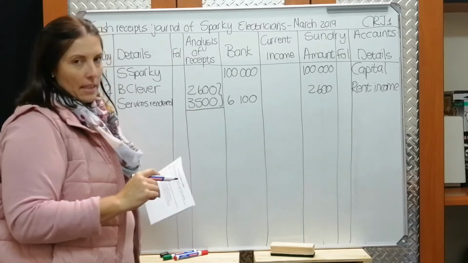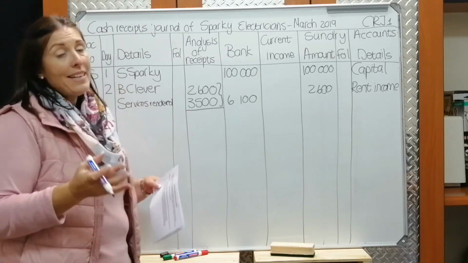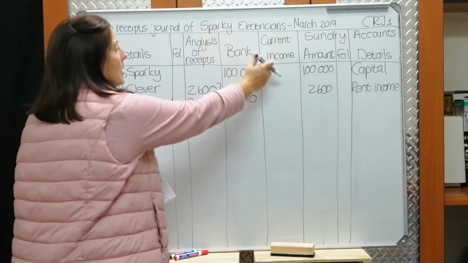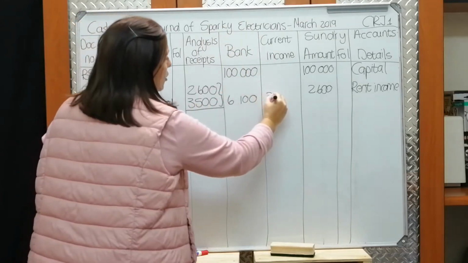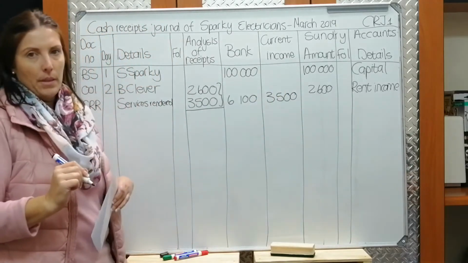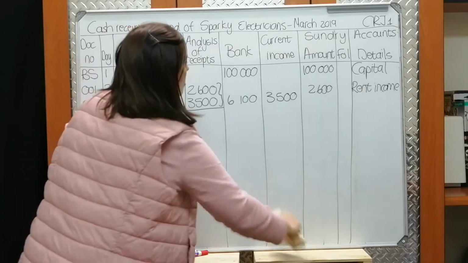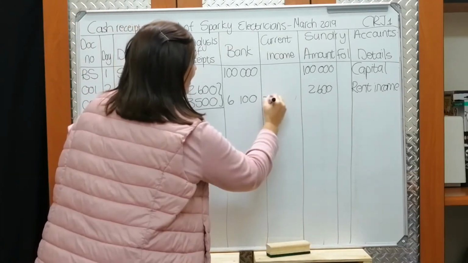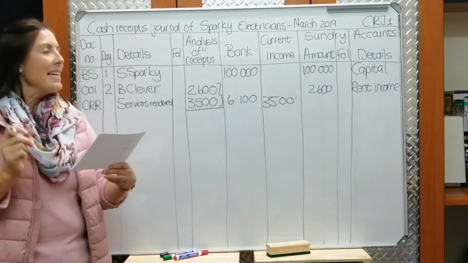Why did we receive this money? Because we rendered a service. Services rendered, what name do we use? What account name do we use? We use current income. So you're going to go down in line with this transaction. We're going to write 3,500. Good. It looks a bit skewed now. Let me rather just write it a bit down. 3,500. Great. That was then on the second.